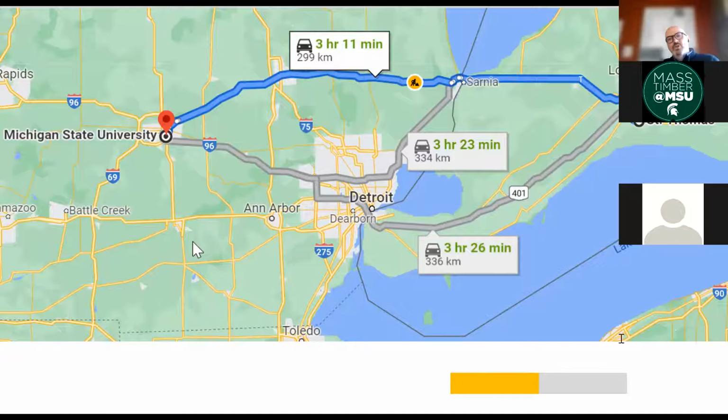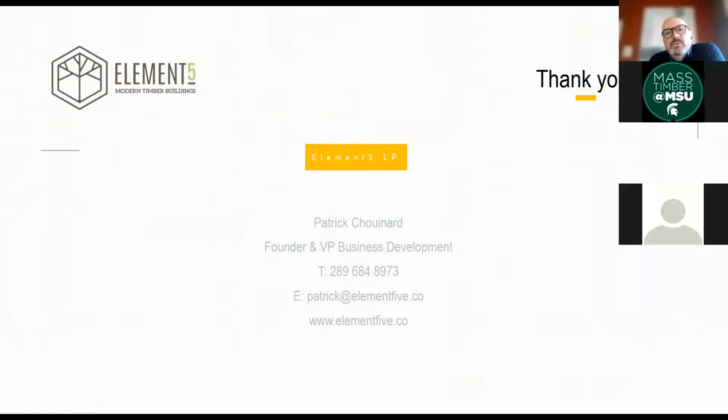In terms of shipping cost and lowering the overall cost to get our affordable housing solutions to Detroit, I think we can be quite competitive against other forms of construction.